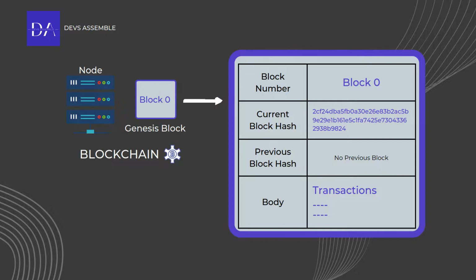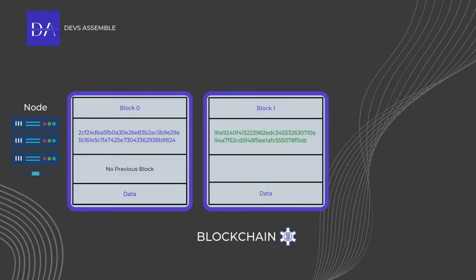Now the next one is previous block hash. Here we will store the hash value of the previous block in the blockchain. In the case of Genesis block, it will be empty as this is the first block. Now the last one is the body which actually contains all the transactions detail or the data. Now let's see how we are building the chain of the blocks using these details.